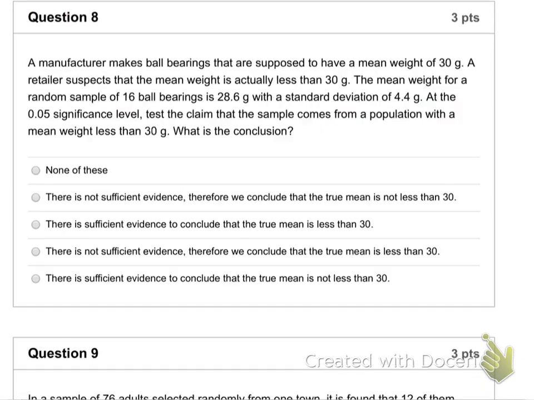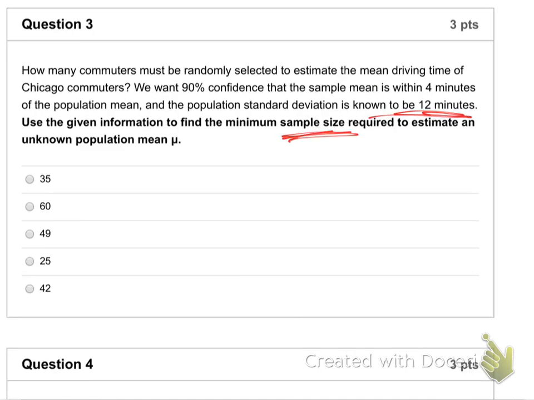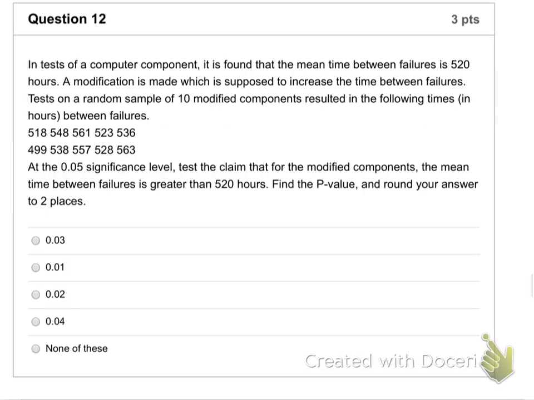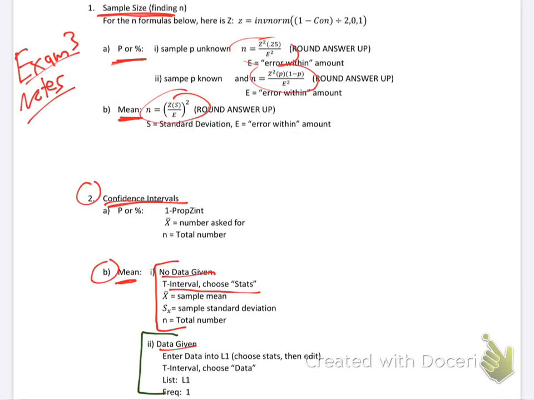Which one is ours? Let me go back to it. It is mean. There it is, mean. So that's nice. So once you know it's mean, there's only one option left. There's only one for mean. It's that one. So that's the one we use.